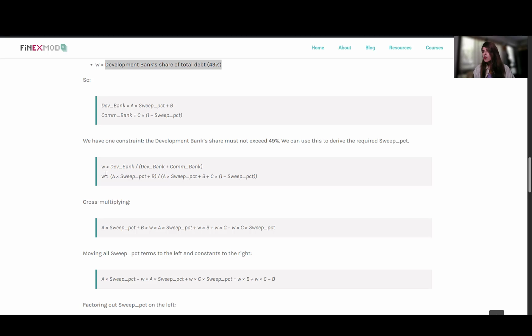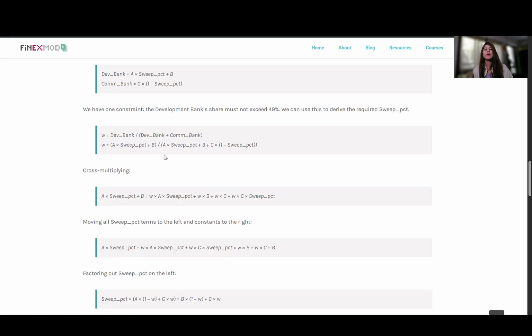So that 49% that the lenders, the development bank, put as a limit for the sizing of their tranche is basically the 49%, or W, is equal to the development bank divided by the total debt, which is the sum of dev bank plus commercial bank. So we're going to substitute these two definitions into this formula for the share of development bank as a percentage of total debt, and we're going to solve for the sweep percentage.